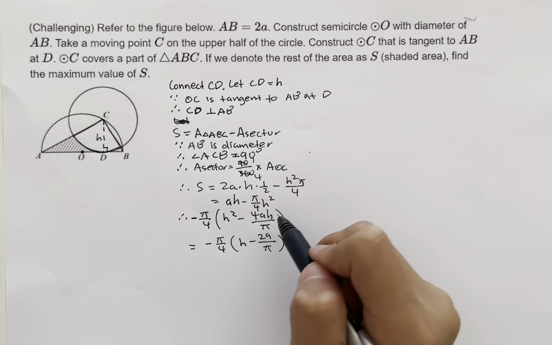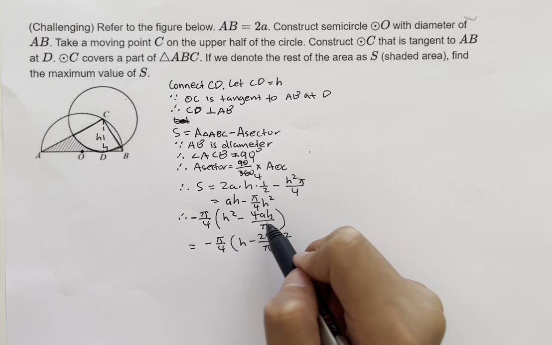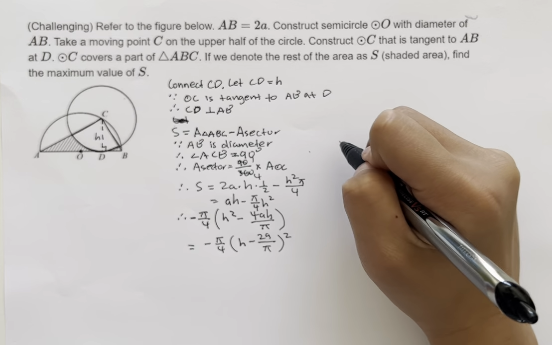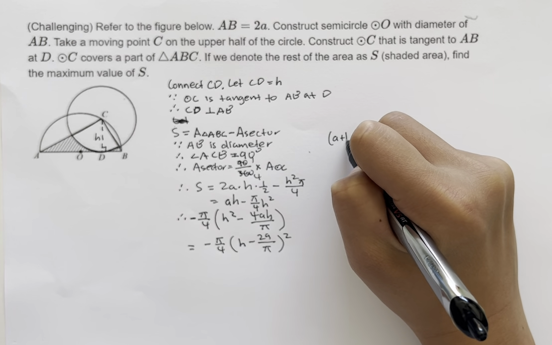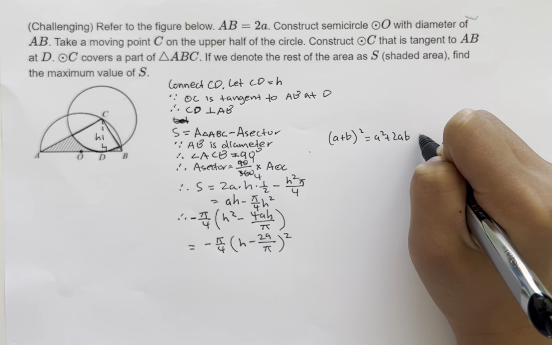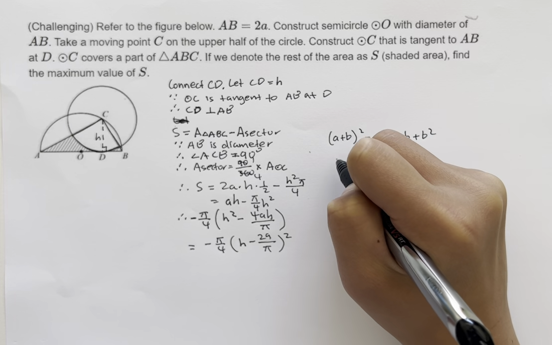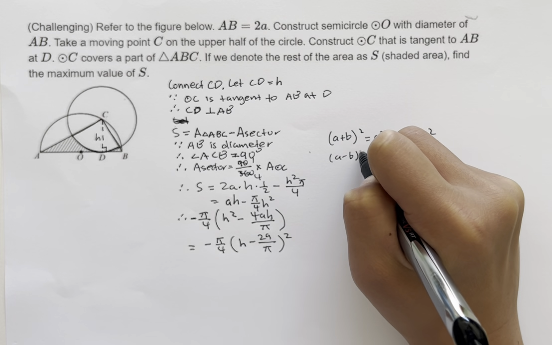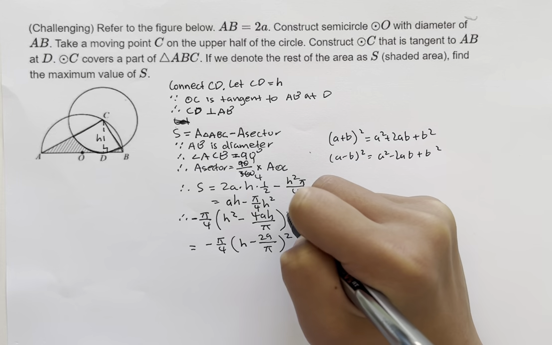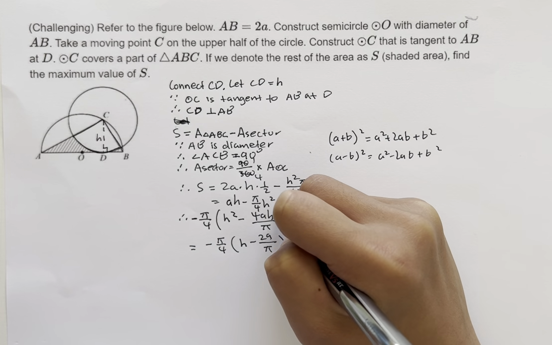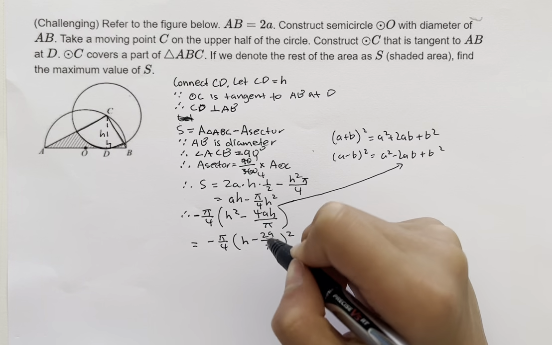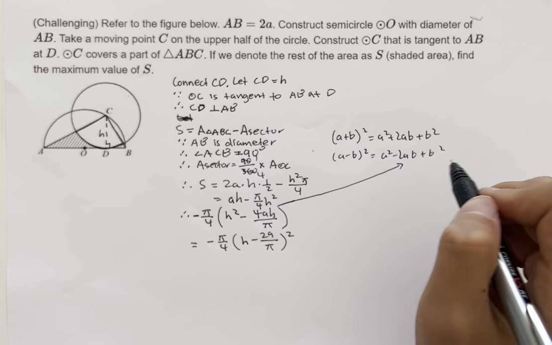Why? Well, look, negative 4ah over pi, this will be the 2ab form. So here I can say that (a plus b) squared equals a squared plus 2ab plus b squared, and (a minus b) squared equals a squared minus 2ab plus b squared. Well, you see, this 4ah over pi will correspond to this negative 2ab. A squared will correspond to a squared.